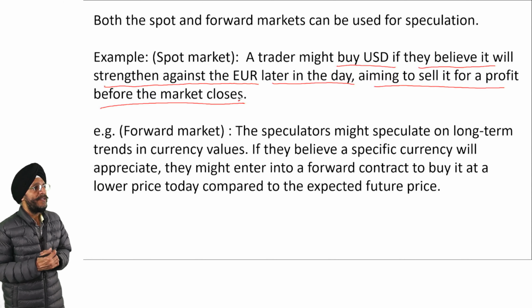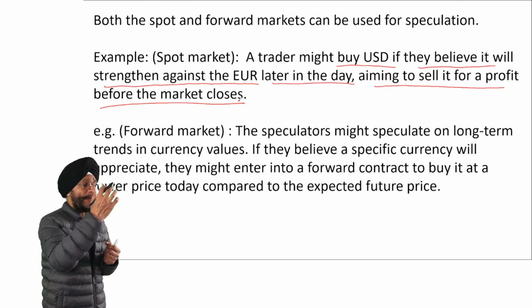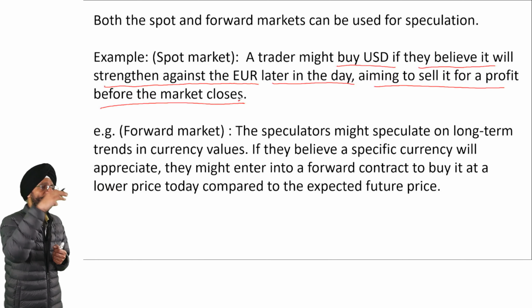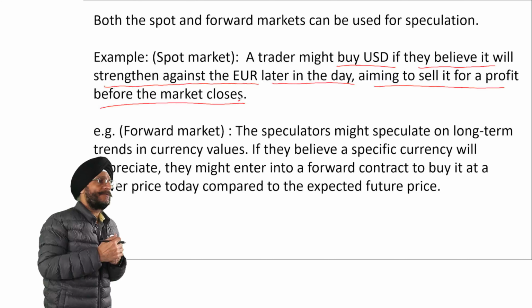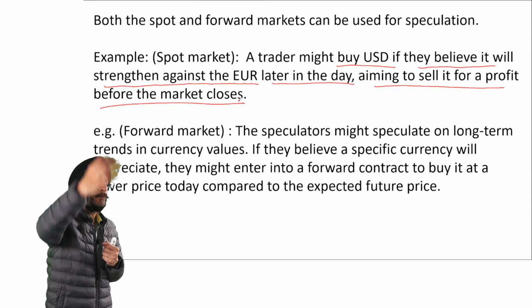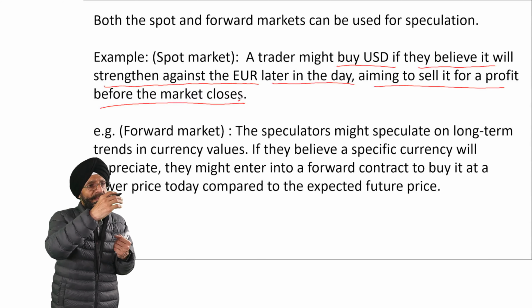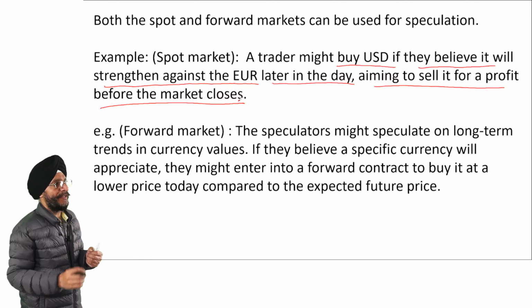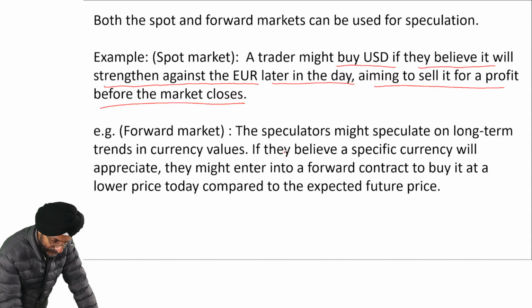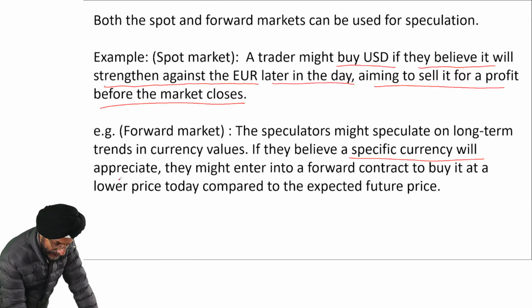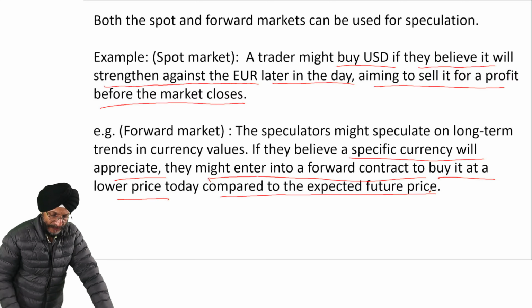In the case of the forward market, the speculator may think that the price of the other currency may increase after 1 month or 2 months. Then they will enter into an agreement in the forward market. If they believe a specific currency will appreciate, they might enter into a forward contract to buy it at a lower price today compared to the expected future price.